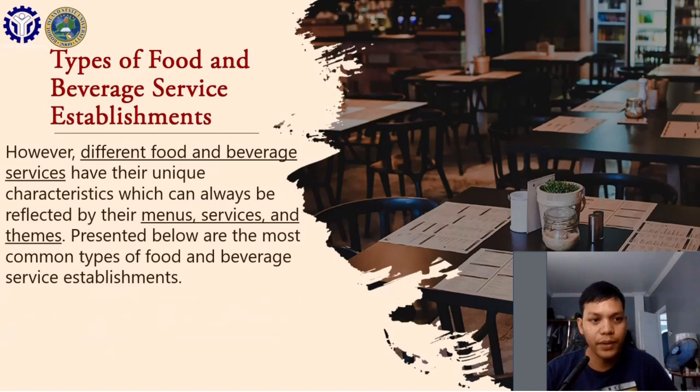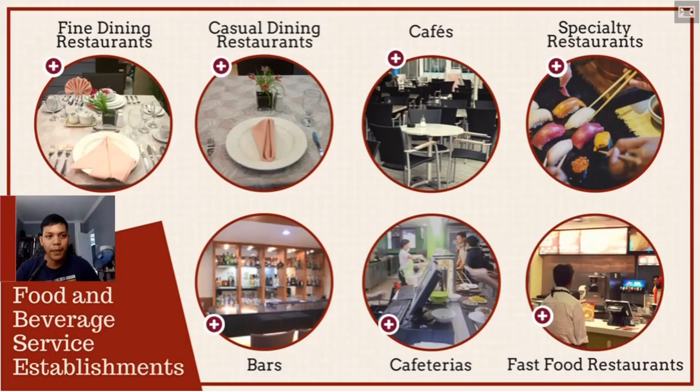However, different food and beverage services have their unique characteristics, which can always be reflected by their menus, services, and themes. So, I will present to you the common food and beverage service establishments. I will provide 7 examples, which are the basic or the common. Number 1, we have fine dining.